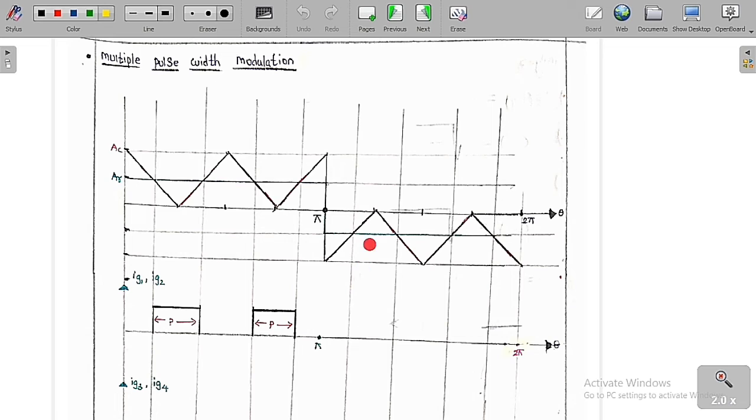So here also we can see, in the reverse or negative cycle, that the magnitude of the reference signal is greater than the magnitude of the carrier signal. Here also, and also here, the magnitude of the reference signal is greater than the magnitude of the carrier signal. Therefore, only in this period are we going to trigger switch T3 and switch T4.